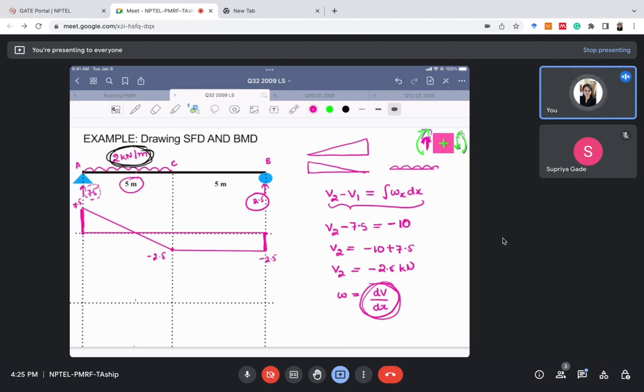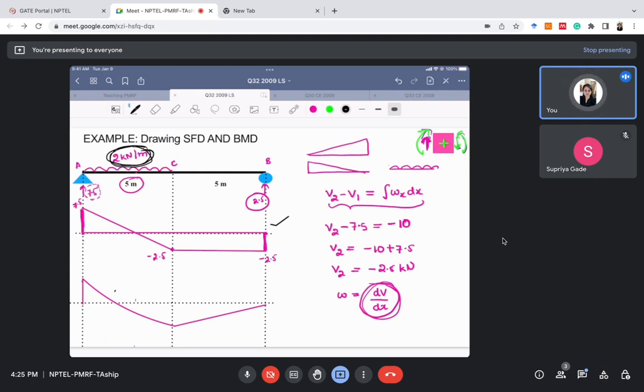Moreover, if in GATE this question is given to you and different options of shear force diagram are given, for example, this is one of the options, the other option may be anything. Using this slope concept, without calculating any reactions, you can just see that at section AC the intensity of the distributed loading is negative and constant. Therefore the slope of the shear force diagram should be negative and constant. So this is a negative and constant slope, so this could be an option.